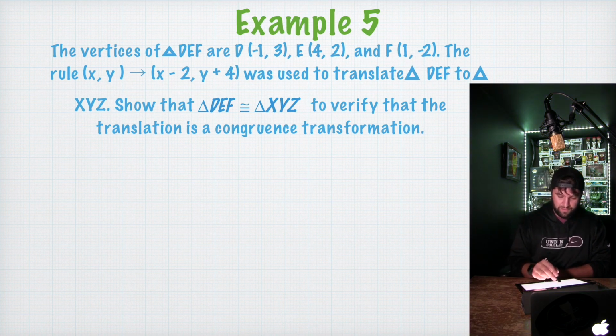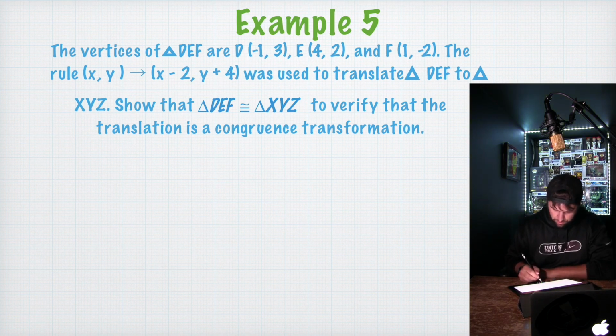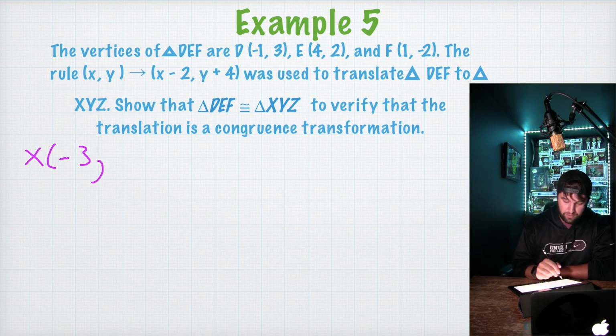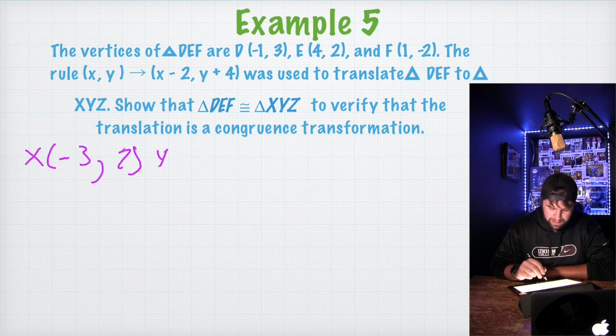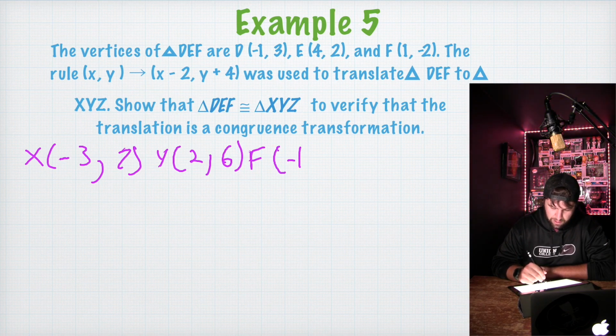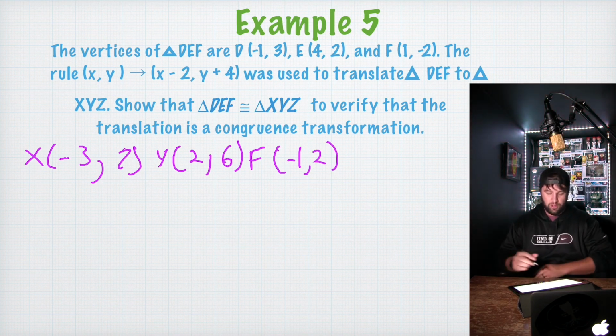So the first thing we're going to need to do is find our new points. Our new points are found using x minus 2 and y plus 4. So -1 - 2 is going to give us -3. So our x is going to be -3, and then our y is +4. So 3 + 4 will give us 7. That's our X value. Our Y value is going to be based off of E, so it's going to be 4 - 2, which is 2, 2 + 4 is 6, and then lastly our F value is going to be 1 - 2 is -1, -2 + 4 is going to be 2. Okay, those are our new values.